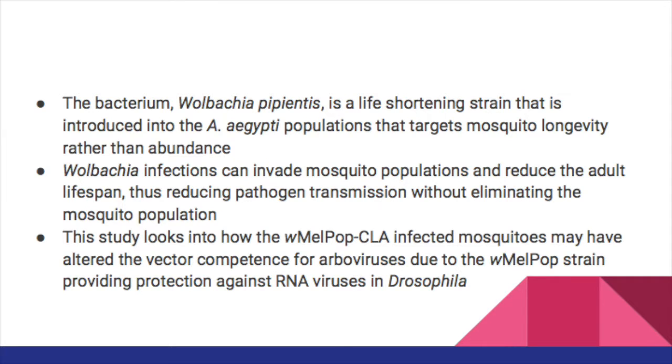Introducing Wolbachia pipientis, a life-shortening strain, into the mosquito population shortens their adult lifespan without eliminating the whole population. This study looks into how the W. melpop CLA-infected mosquitoes may have altered the vector competence for arboviruses due to the W. melpop strain providing protection against RNA viruses in Drosophila.